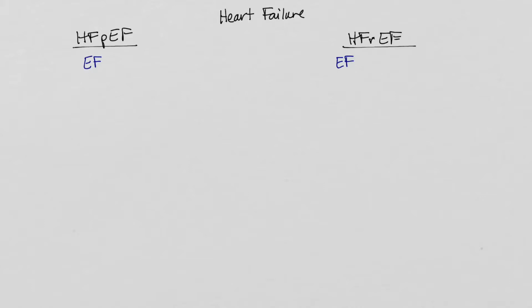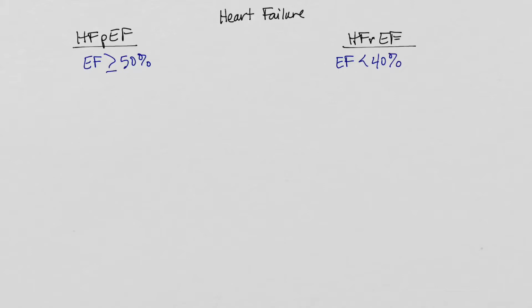Clinically, we group heart failure into two main categories. The first is heart failure with preserved ejection fraction, and the other is heart failure with reduced ejection fraction. So the cutoff for this is an EF of greater than or equal to 50%, and the signs and symptoms of heart failure characterize the patient as having heart failure with preserved ejection fraction, whereas an EF of less than 40% is heart failure with reduced ejection fraction.